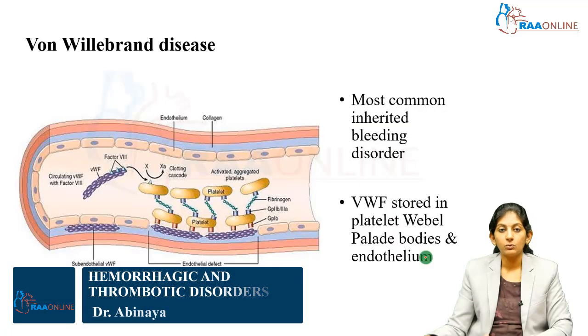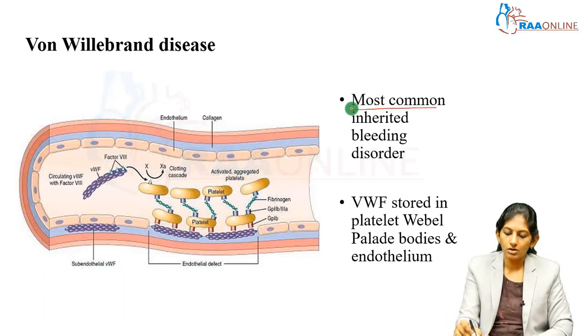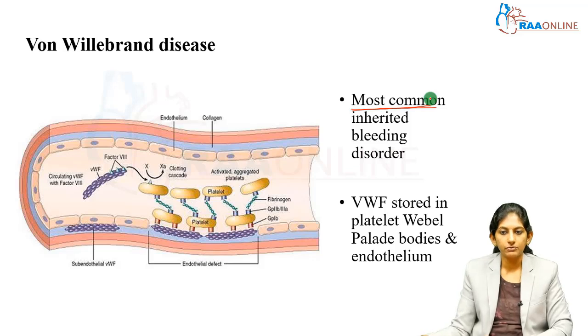Next, we move on to a very interesting and important disease, von Willebrand disease. It is the most common inherited bleeding disorder, not hemophilias. So, what exactly is the von Willebrand factor?